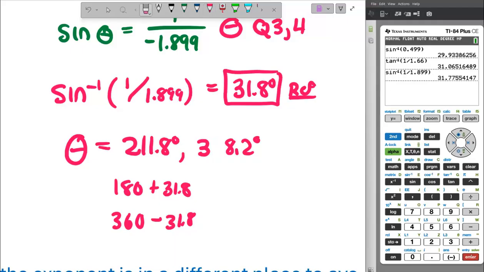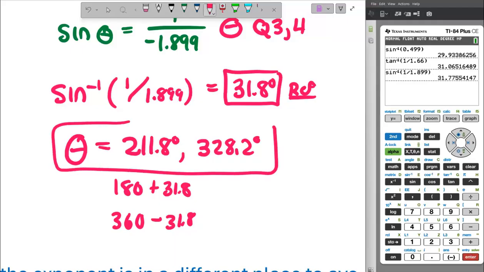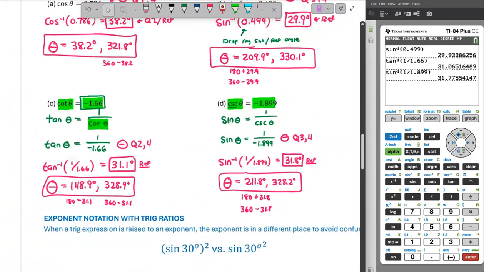That should be a 2, not whatever that showed up as. And that's our final answer. And that will conclude solving equations.